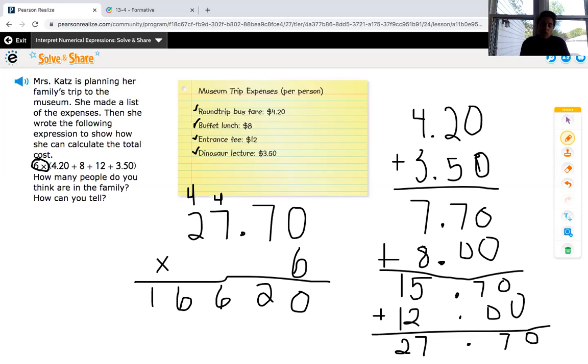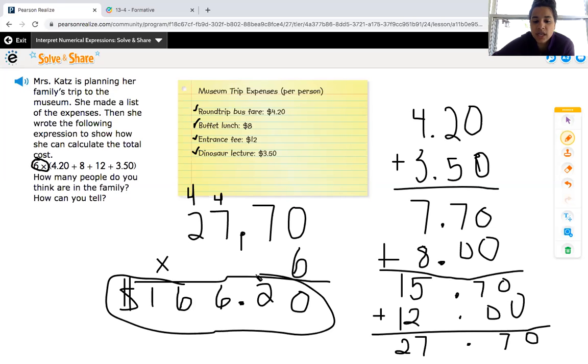So we need to figure out where the decimal point goes. Well, if I rounded this to 30, if I just estimated 30 times 6, that would give me what? Well, 6 times 3 is 18, so 180. So it should be close to 180, which means I'm just going to drop that down. So the total for 6 people to go on this museum trip is $166.20.